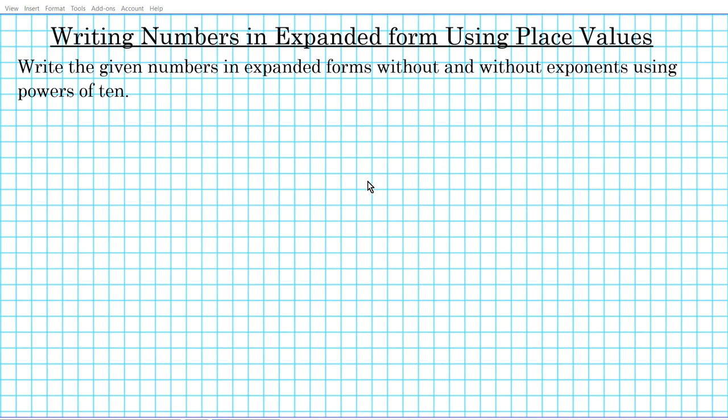Instructions for number 1 are for us to write the given numbers in expanded forms with and without exponents using powers of 10. So let's say we have the given number 5071. Okay, so let's say this is a given number. We're to write it out in expanded form with or without exponents using powers of 10. So let's take a look at what that looks like. Let's put our solution right here.